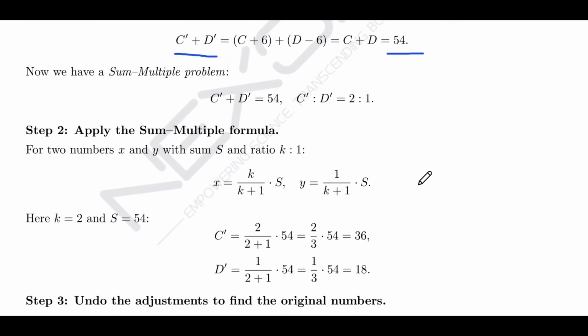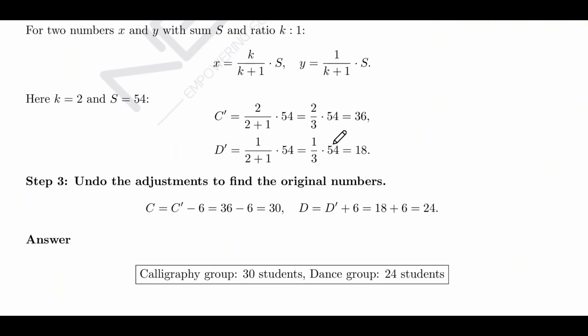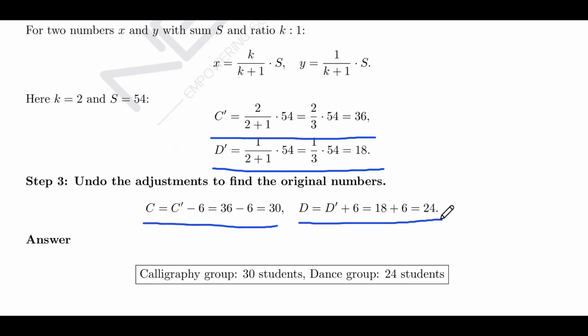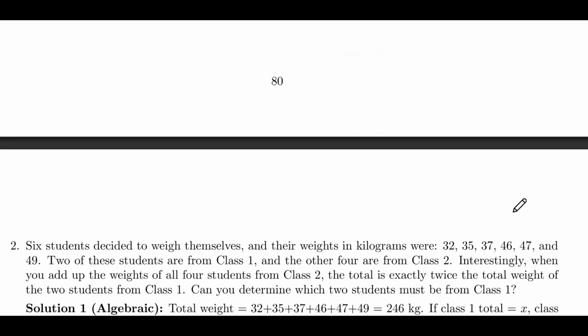However, we need the original numbers. Since the dance group dropped to 18 after losing 6 students, they must have started with 24. And since the calligraphy group ended up with 36 after gaining 6, they must have started with 30. So, originally, there were 30 students in calligraphy and 24 in dance. Now, let's apply this same logic to a different puzzle involving weights.